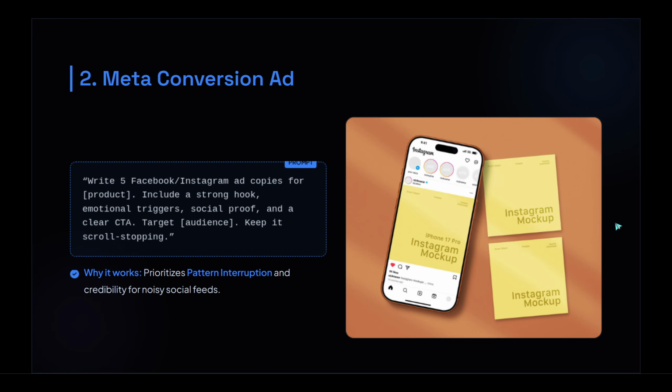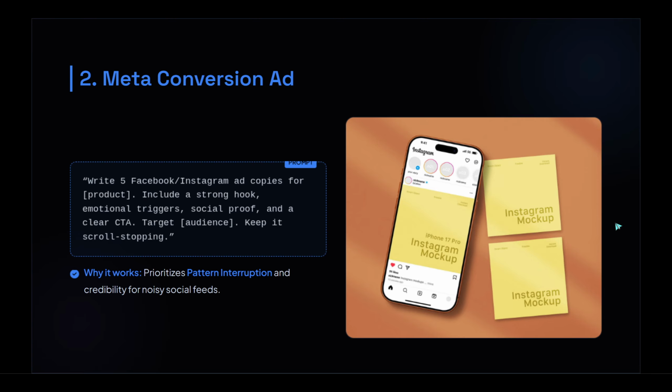Next, Facebook and Instagram conversion ads. Prompt ChatGPT to write 5 ad copies for your product with a strong hook in the first line, emotional triggers, social proof, and a clear call to action. Specify your target audience so the tone and references match their interests, and ask for concise, scroll-stopping lines. This format thrives in feed environments where pattern interruption, fast benefit framing, and credibility cues win attention. Keep that first sentence irresistible and make your CTA obvious and outcome-focused.